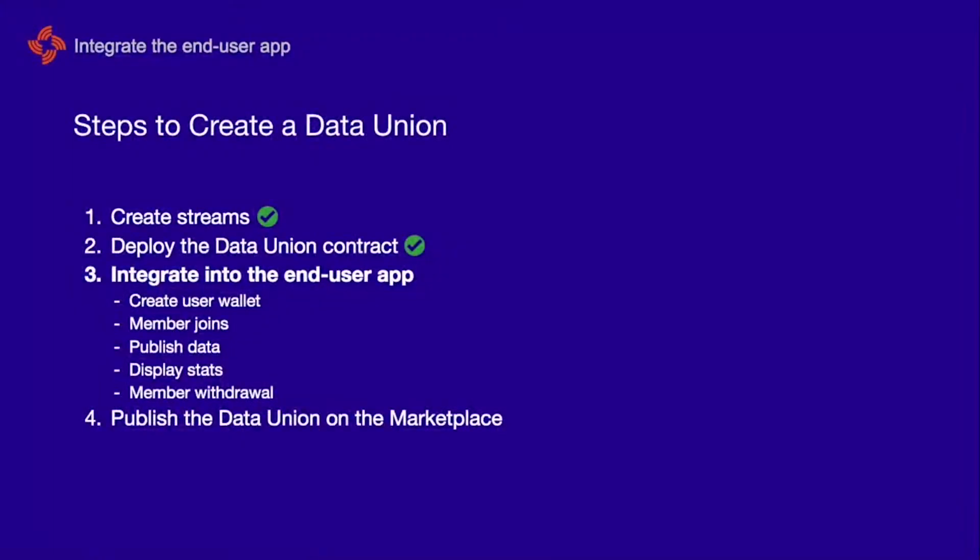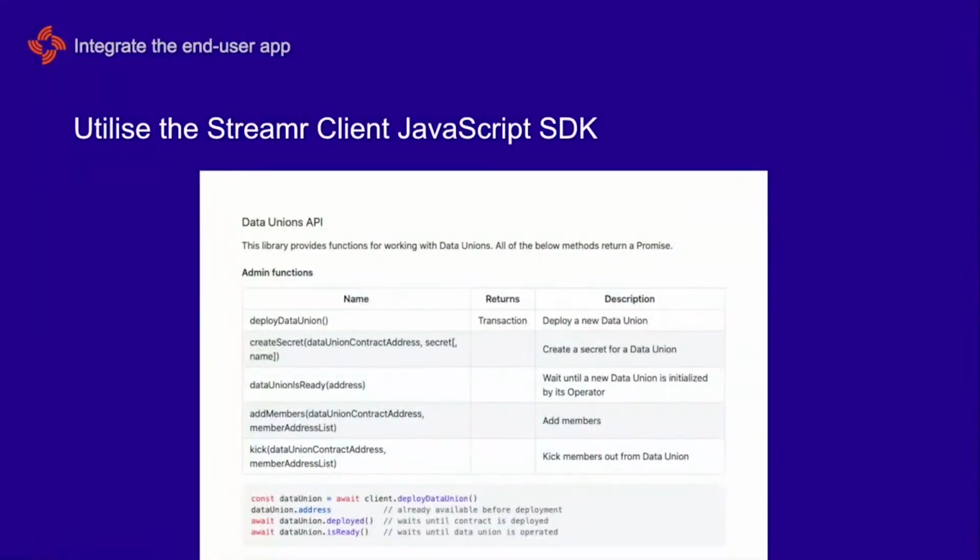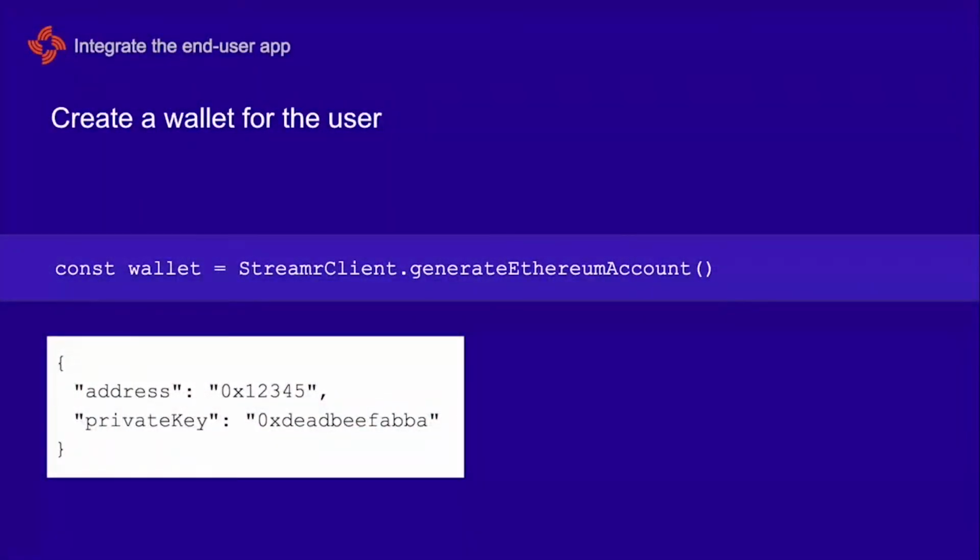Cool. Now our data union exists, so we can start integrating the end user app, which allows people to join the data union and send data into the streams. So to do the integration, we'll be using the Streamr SDK for JavaScript, which provides easy-to-use wrappers for everything we need, including the data union's functionality as well as publishing data to the Streamr network. When your app starts for the first time, it should generate an Ethereum private key and store it locally. The key will be used to sign withdrawal transactions, for example, as well as to sign the data that gets sent to the Streamr network.